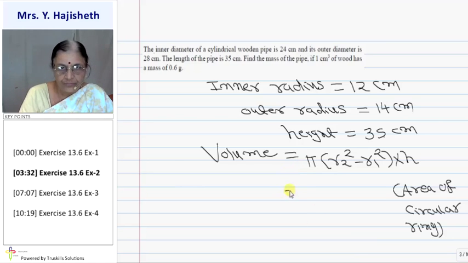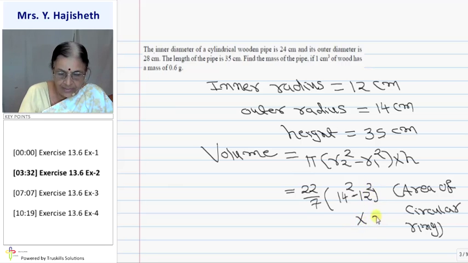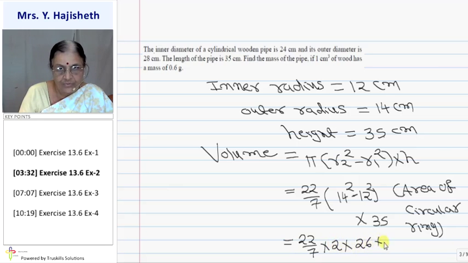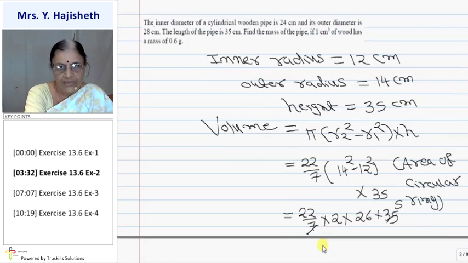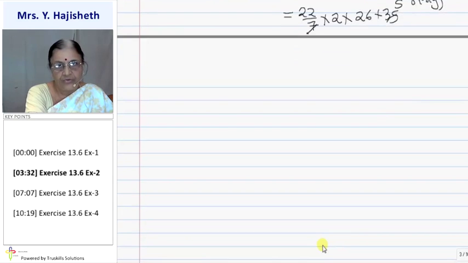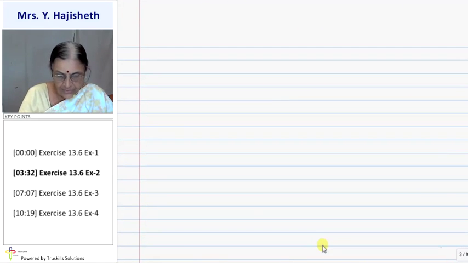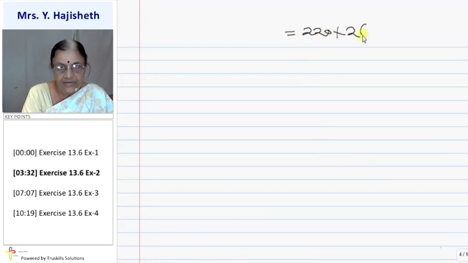Put the value. It is 22 by 7 in bracket 14 square minus 12 square into height is 35. So if you calculate, it will come 22 by 7 into 14 minus 12 is 2 and 14 plus 12 is 26 into 35. 7 5s are 35. Do the calculation. Your volume is coming 220 into 26 centimeter cube. This is my volume.